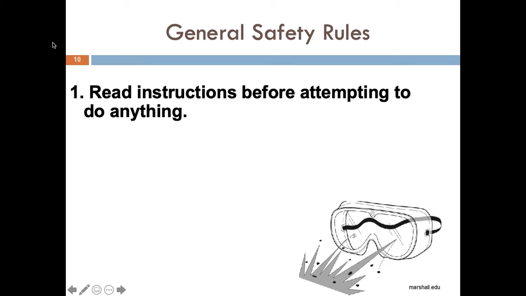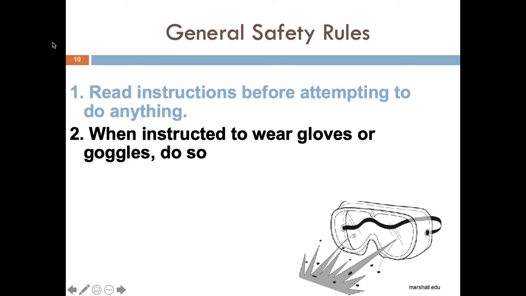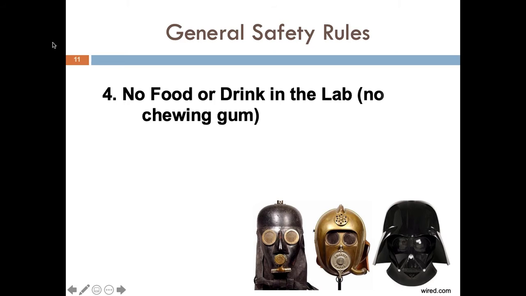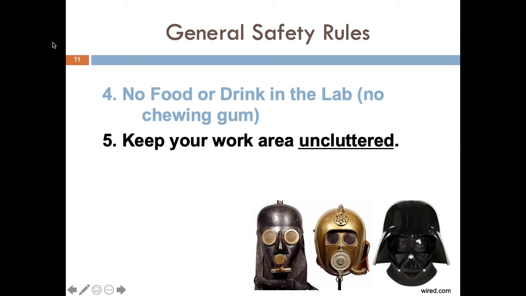Now some general safety rules for the lab. Read instructions before attempting to do anything. When instructed to do so, wear gloves or goggles. Notify your teacher if any spills or accidents occur. No food or drink in the lab, including no chewing gum. Keep your work area uncluttered, clean, and organized.